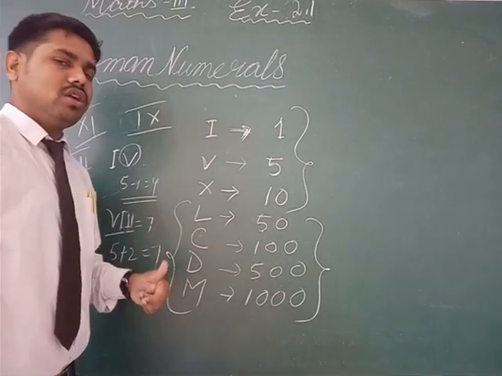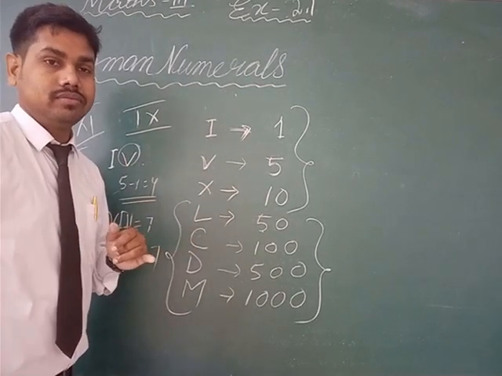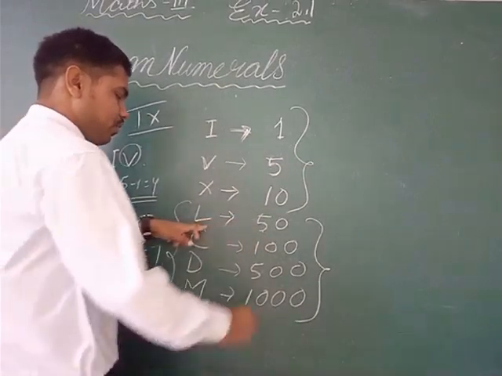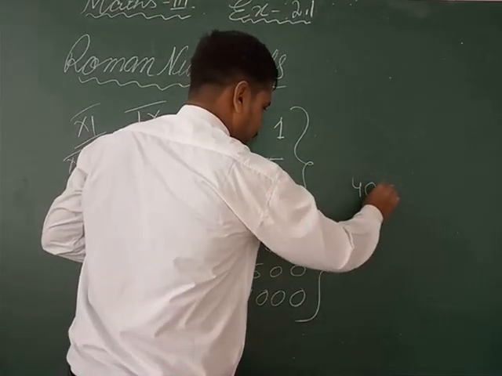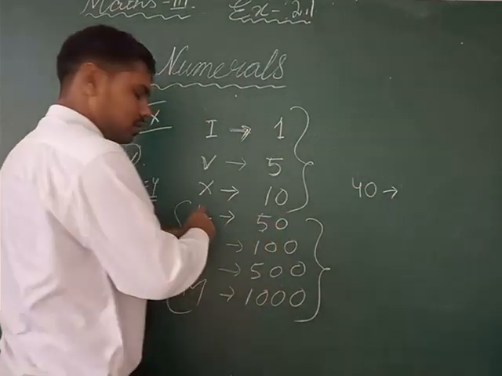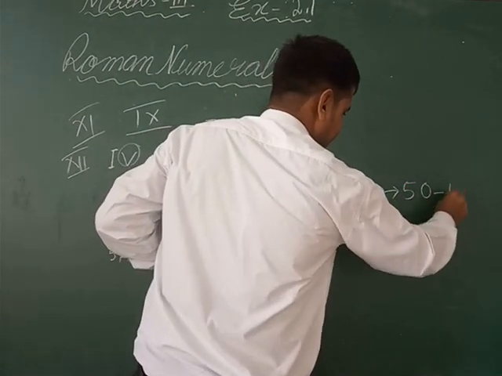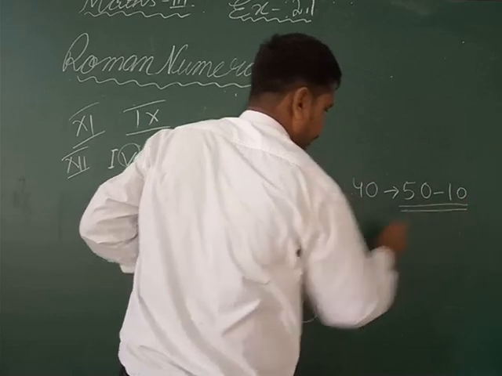Now suppose you want to write 40. If you want to write 40, that means 50 is L, so 50 minus 10 is equal to 40. We know this.